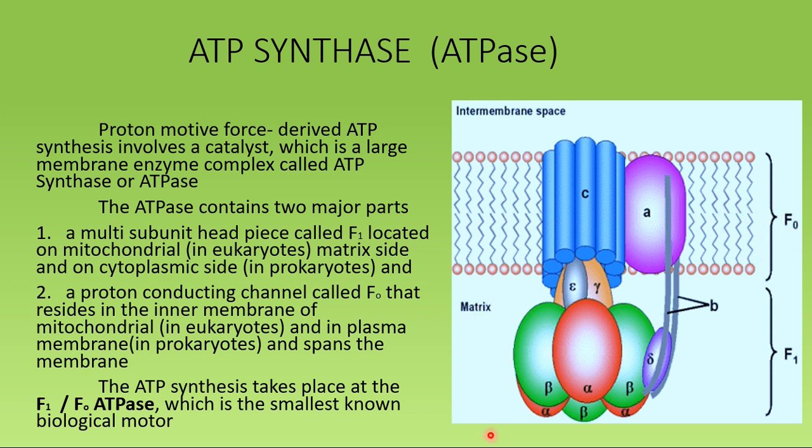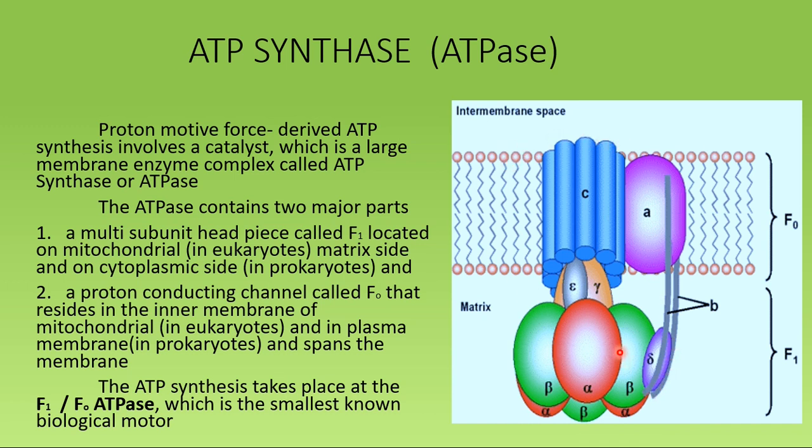F1 is the head part, which is a multi-complex catalytic part containing 5 polypeptides, whereas the F naught is integrated in the membrane, either the plasma membrane or the mitochondrial membrane, and consists of 3 polypeptides, that is A, B and C. A is only 1, C is 12 in number and B are 2 in number. So this is all about the structure of an ATP synthase or ATPase.